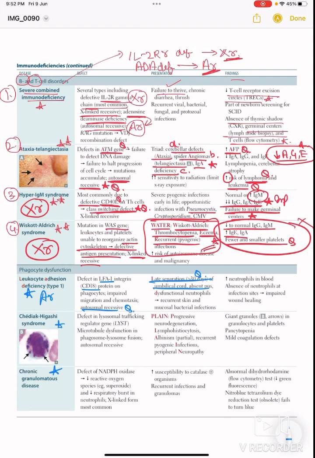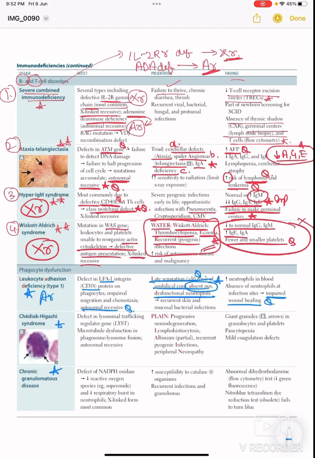Also, the pus will be absent in our body, because pus is required. Pus is present only when the leukocytes and other cellular components of inflammation migrate and reach the site of infection, and only then the pus will be formed. If migration and chemotaxis are absent, how will the leukocytes come? And if leukocytes don't come, pus will also be absent. Also, dysfunctional neutrophils will be present. Okay, that's it. Also, one thing is important: impaired wound healing.